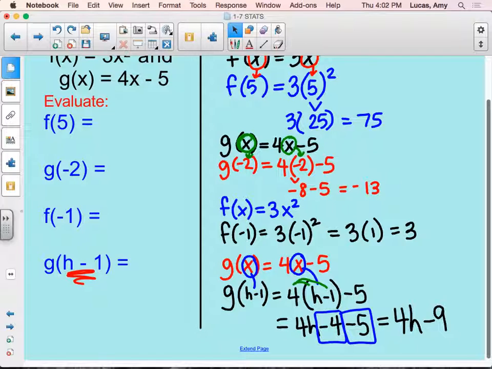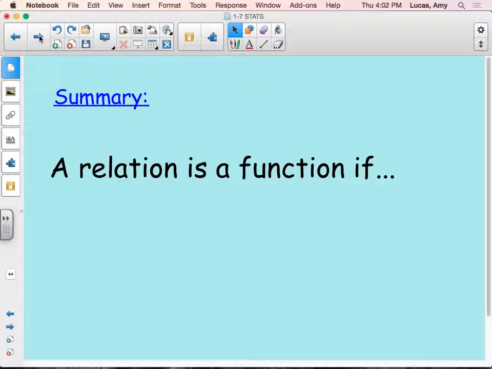So this is using function notation to evaluate a function. We'll practice more on that tomorrow. You should be able to write a summary now explaining how you figure out if a relation is a function. Remember to keep in mind that you may be looking at the relation as a set of ordered pairs, a table, a graph, or a mapping. Any of those different ways.